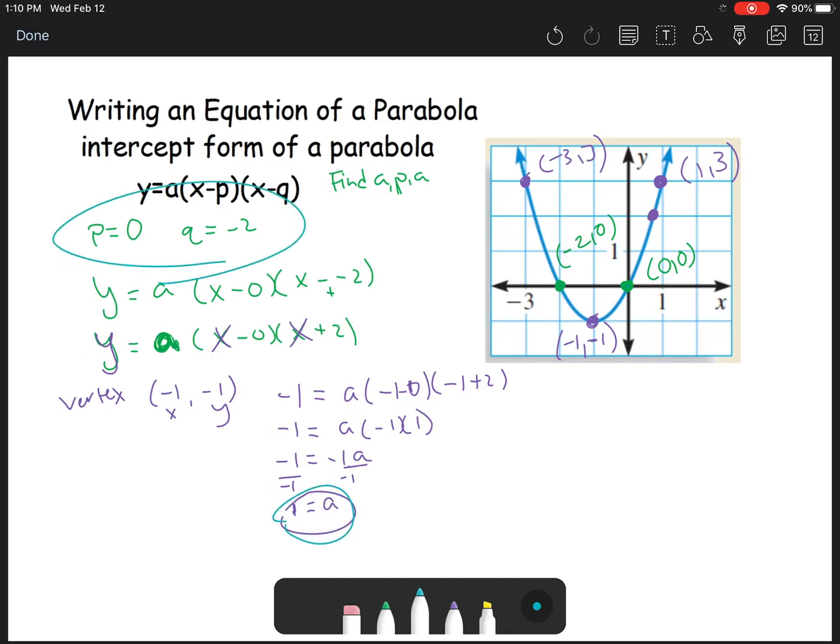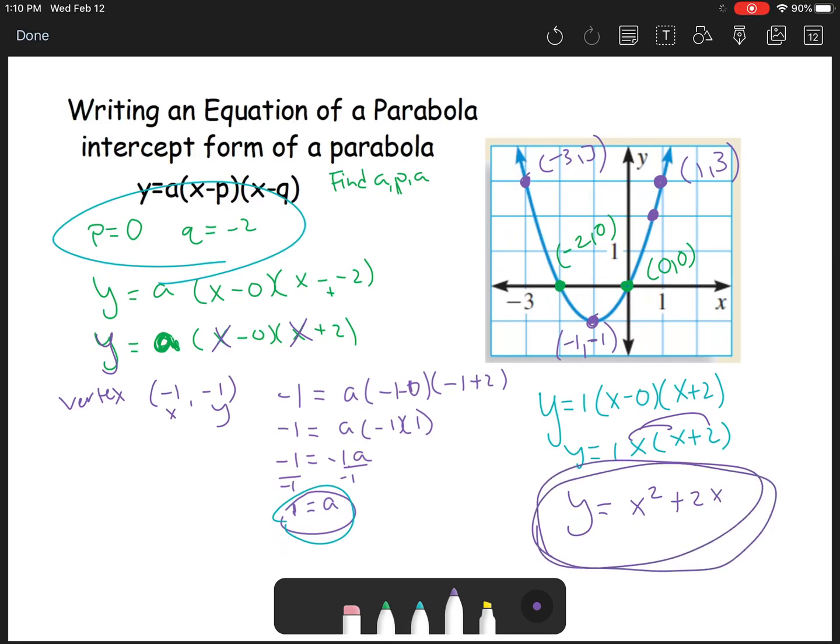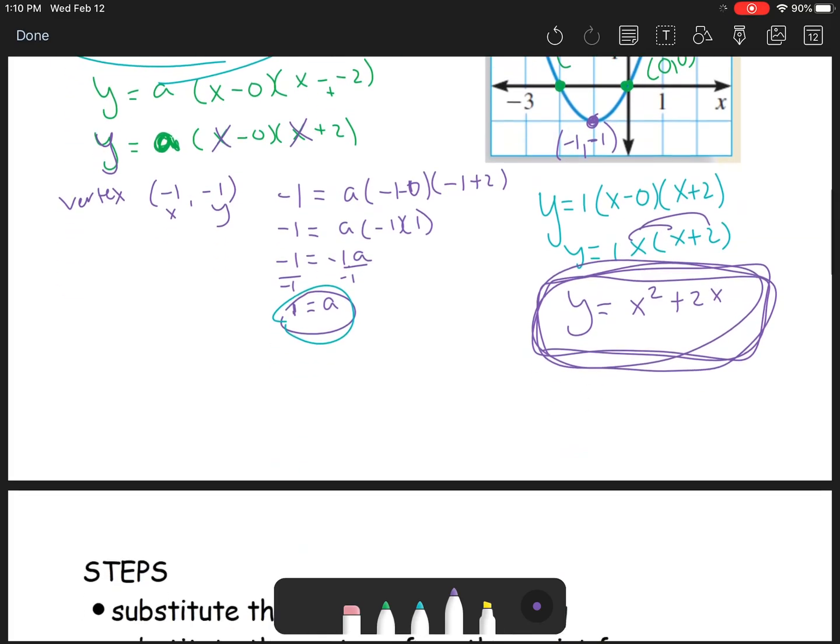So we found our a value, and we found our p and our q. So we can plug those all into our equation. y equals 1 times x minus 0 times x plus 2. And then we want to write it as a quadratic. So our last step is just to distribute. So we're going to multiply this out. Well, x minus 0 is really just x. So when we distribute our x, we end up with y equals x squared plus 2x. And that is our quadratic. So this is how we use intercept form to write a quadratic.